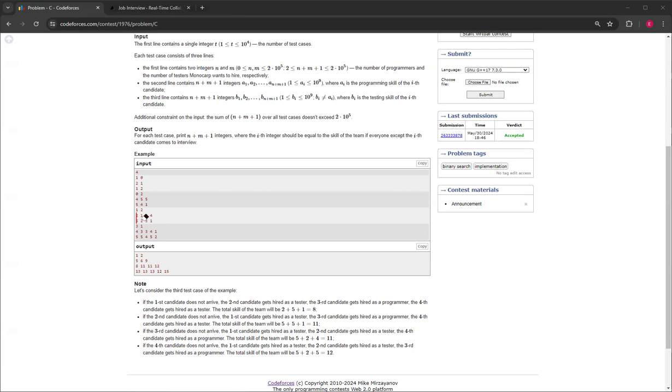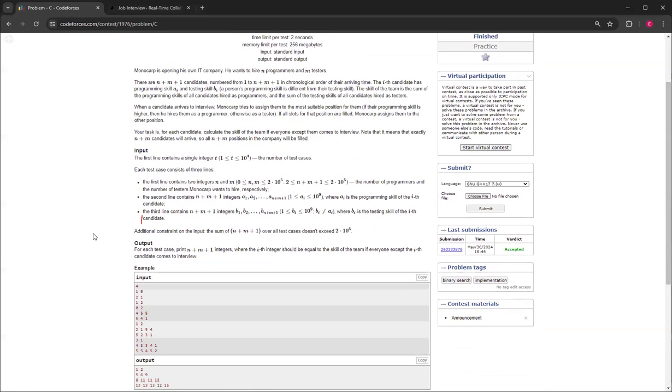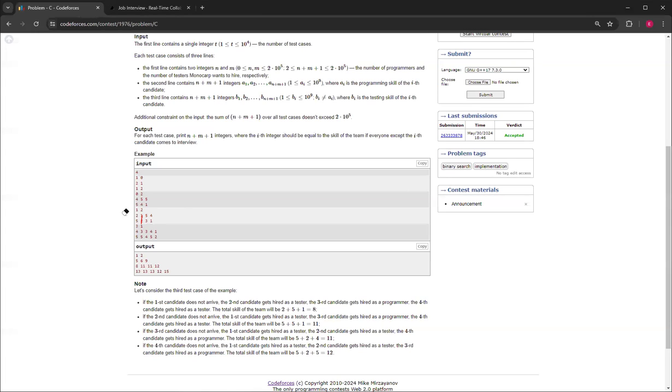And then if we try doing it without the second person, the first one will be the tester, then this one will be the programmer, and this one will be the tester again, which will be 11. And if we keep going with this, we'll keep getting these answers. So yeah, that's basically the samples explained.